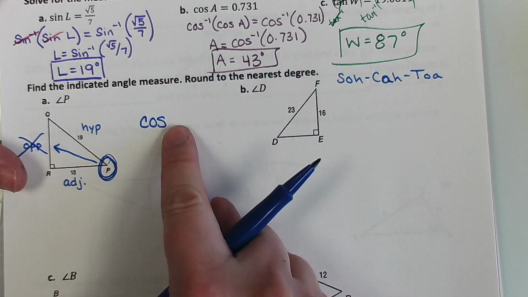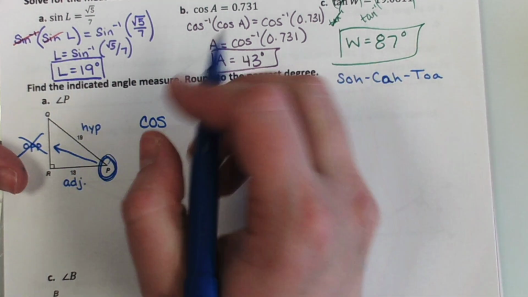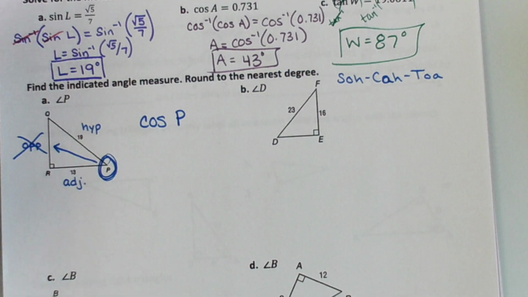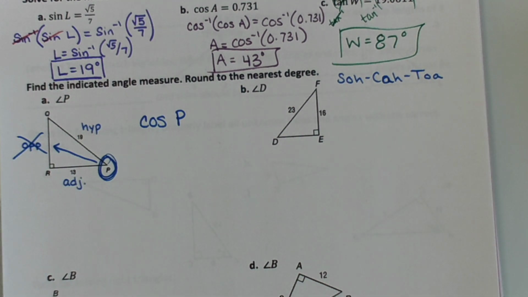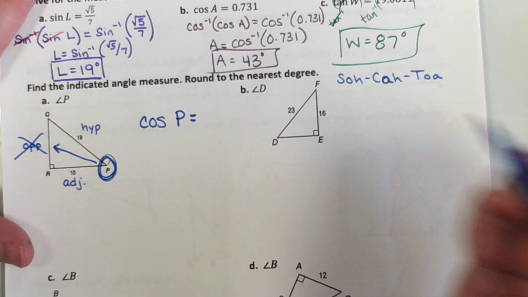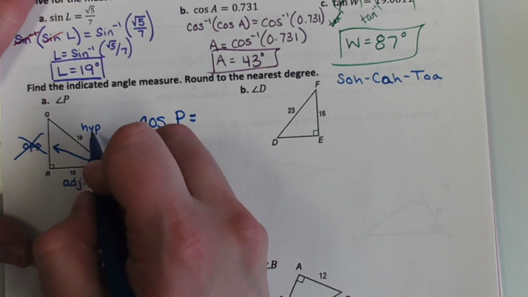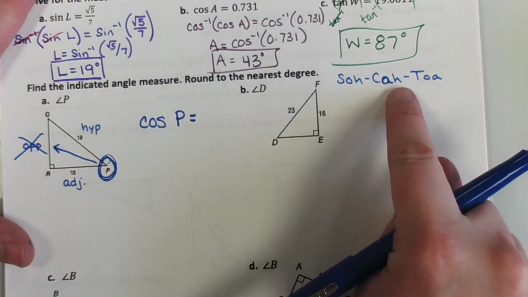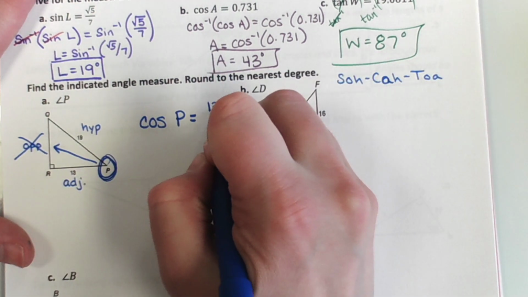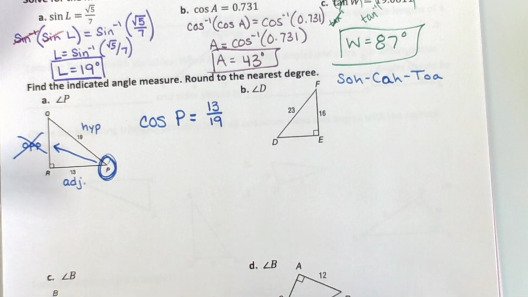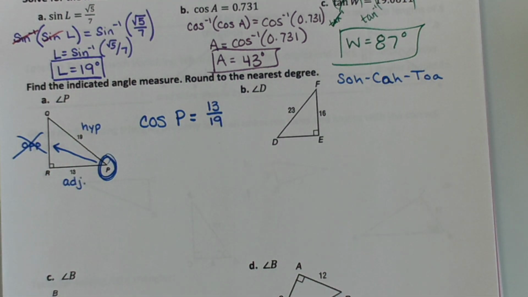What immediately follows the trig? The angle, in this case P. If I knew it as a number, I'd put the number. I don't, so I put the letter. Equals, the adjacent is 13, the hypotenuse is 19, and it's adjacent divided by hypotenuse, so 13 divided by 19. You write your trig ratio.